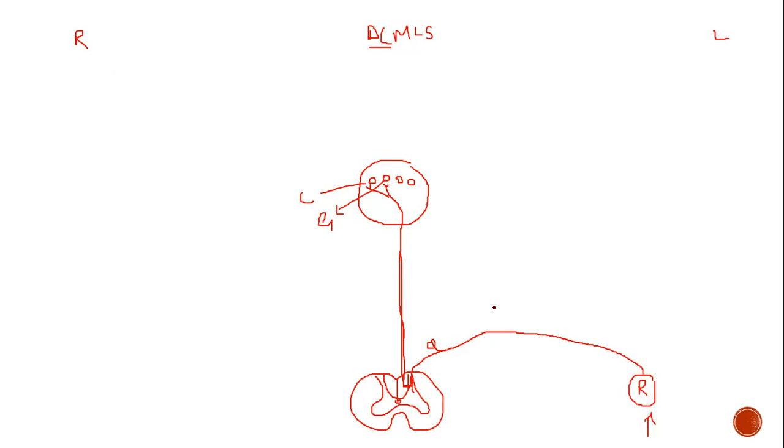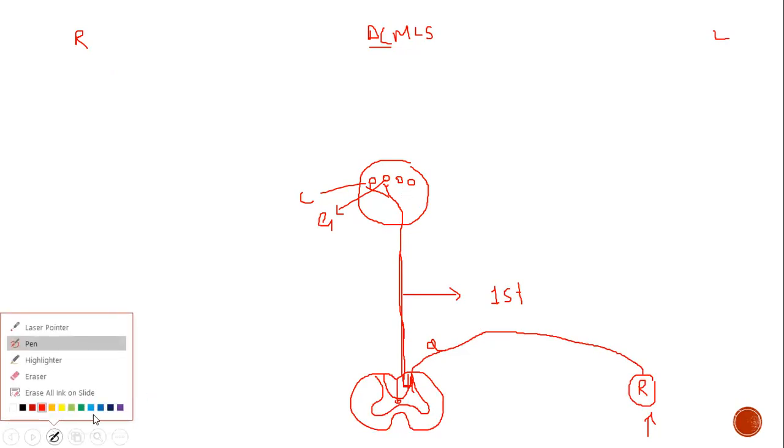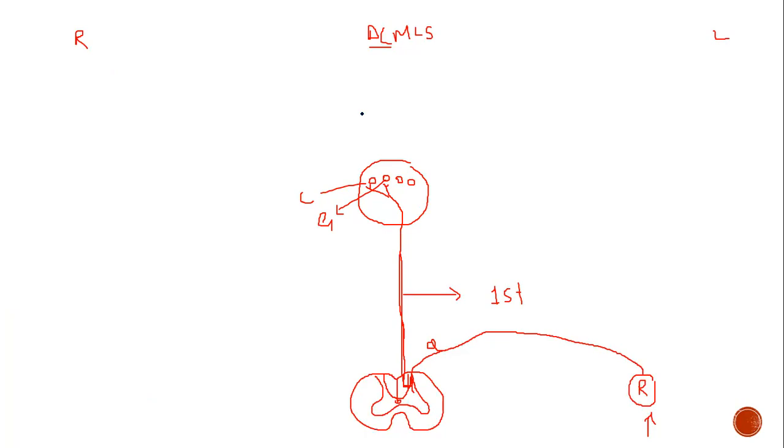Now, this is where my first order neuron has ended. This was my first order neuron because now the synapse has come. Until now it was running single-handedly. Then what happens? Now the tract that runs from the nucleus gracilis or cuneatus, this is the ascending tract. Now this tract is finally known as the medial lemniscus.